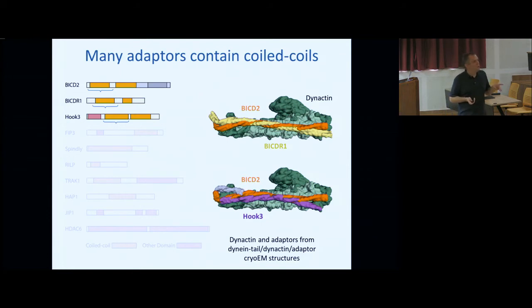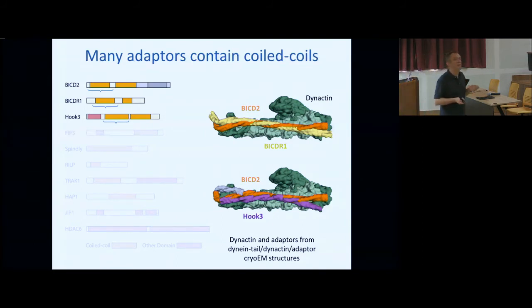But when you look more closely, they're actually all slightly different. So you'll see the BICDR interacts with a different point on this pointed end complex. There are differences down here. They actually have a different twist to some of these coils. So there's really quite a lot of flexibility in terms of these adapters and how they work.